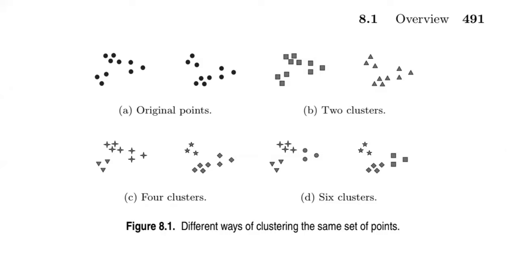Cluster analysis is related to other techniques used to divide data objects into groups. For instance, clustering can be regarded as a form of classification, creating a labeling of objects with class labels. See here, classification is divided into two types: supervised classification and unsupervised classification. In supervised classification, new unlabeled objects are assigned a class label using a model developed from objects with known class labels.